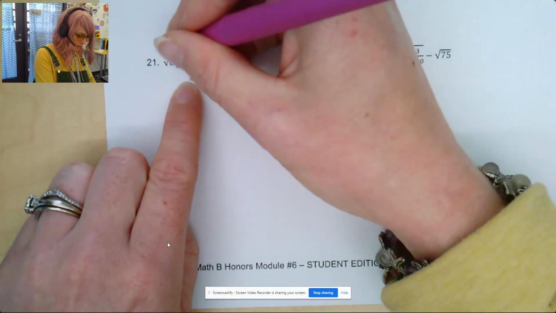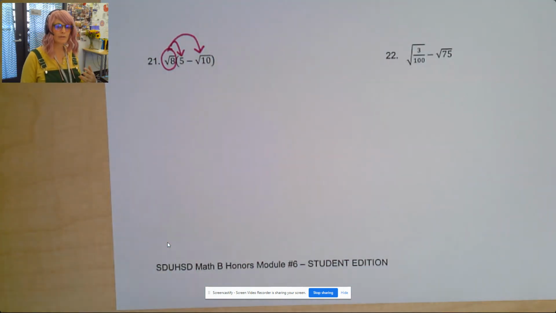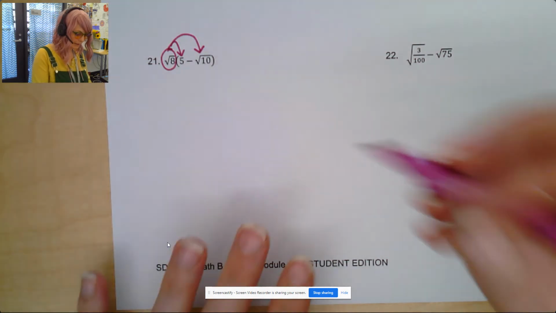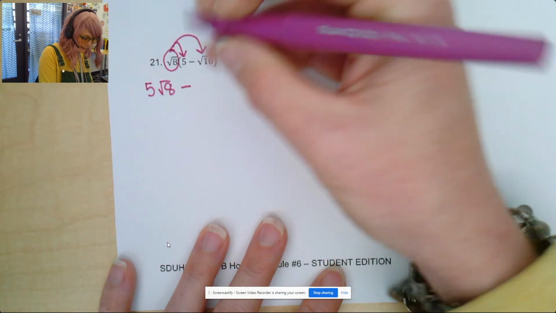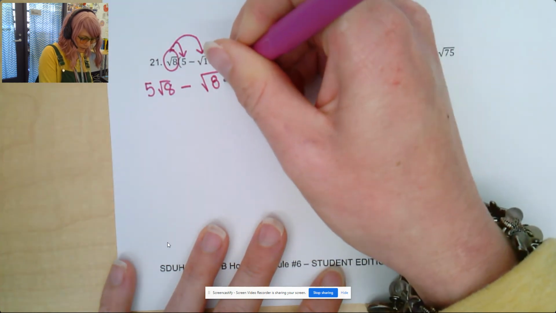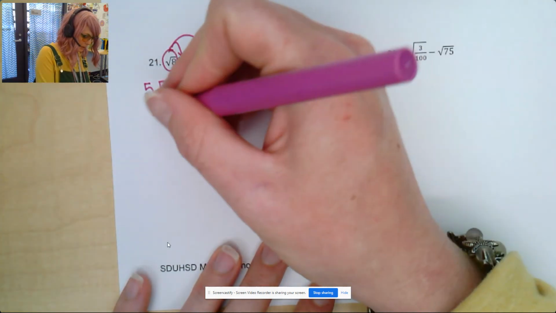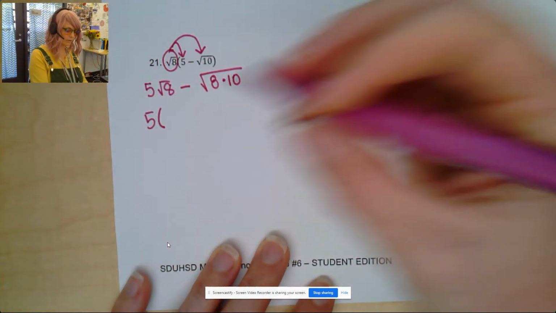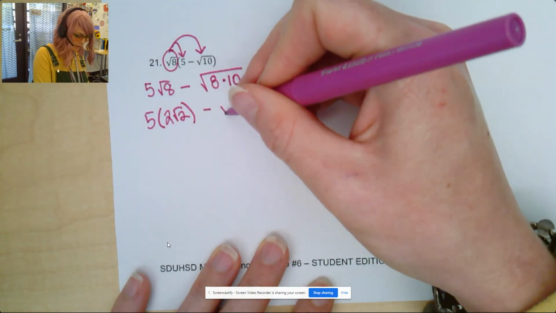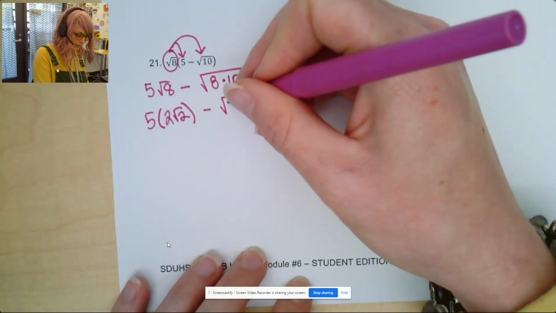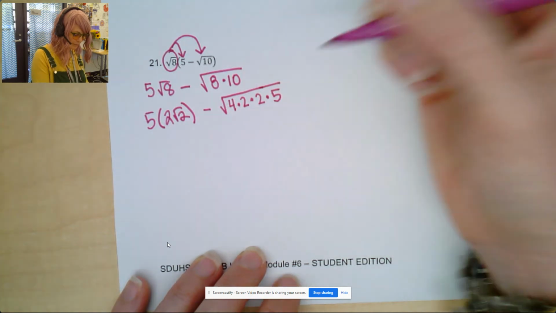So 21, we're going to distribute square root of 8. Again, yes, you could simplify square root of 8 first, but I think it's a little simpler leaving it like this. So this ends up with 5 square root 8 minus square root of 8 times 10. Again, leaving it as factors, easier to work with. Okay, 5 times, maybe you've memorized square root of 8 is 2 square root 2 by now, minus, and so in here, I know 8 is 4 times 2, which is cool because 10 is 2 and 5.